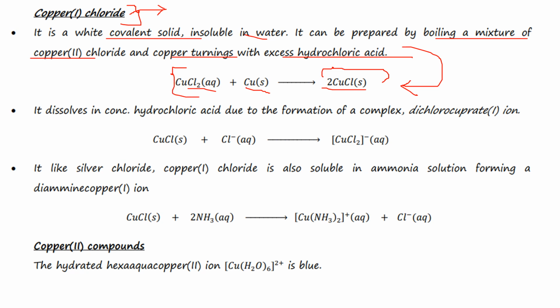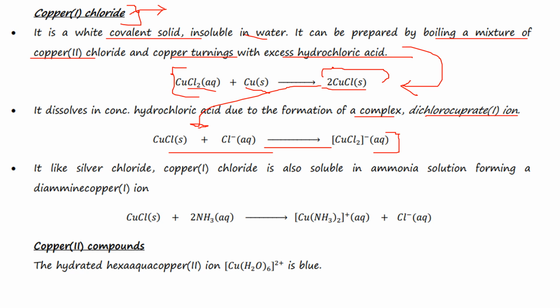It also dissolves in concentrated hydrochloric acid due to the formation of a complex which is called dichlorocuprate 1 ion. If you place hydrochloric acid in excess here, chloride ions are going to be in excess. So more of the chloride ions are going to react with the product that is being formed, which is copper 1 chloride, to give us a complex called dichlorocuprate 1 ion. And I've already taught you how to name these complex ions in the introduction video about transition elements.